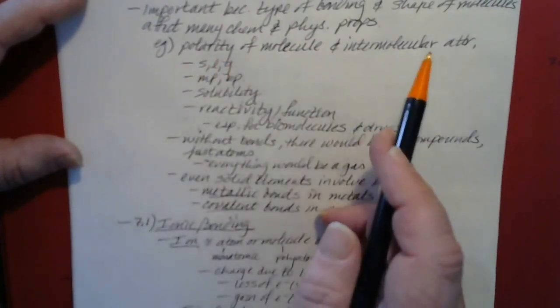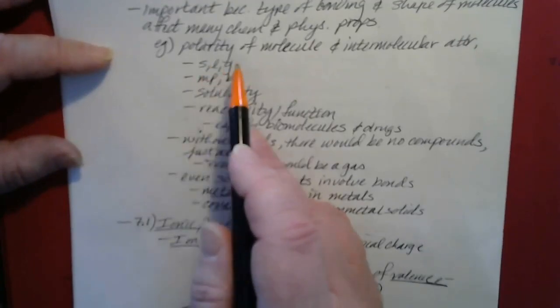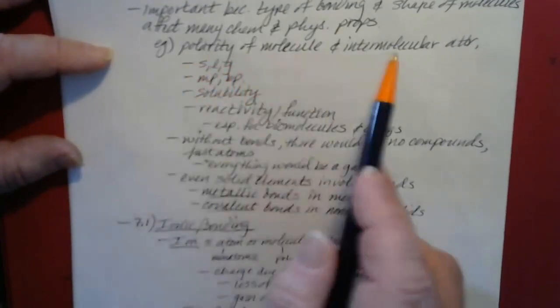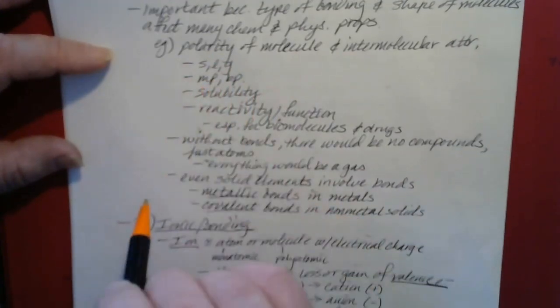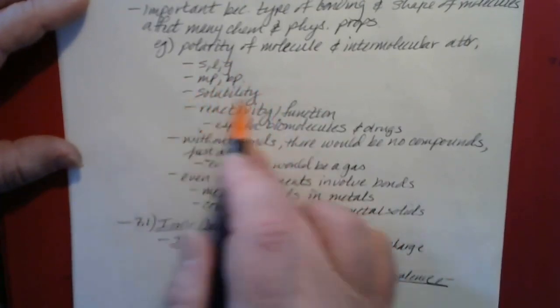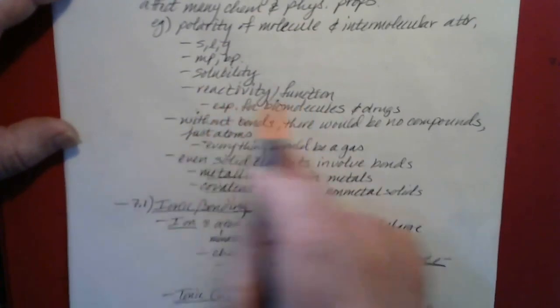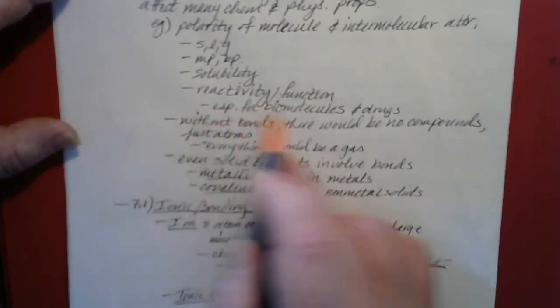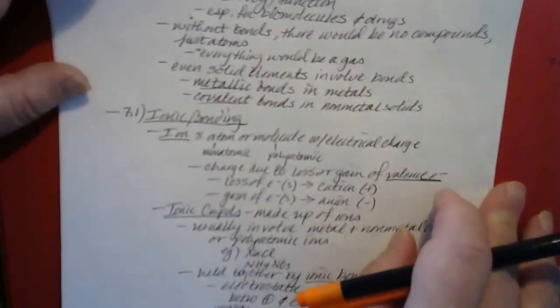So polarity of the molecules and the intermolecular attractions determine whether something is a solid or a liquid or a gas. That kind of thing will also determine melting point and boiling point. Polarity and intermolecular attractions will determine whether it's soluble in water or not. And also reactivity and function, like I said, especially biomolecules like proteins and enzymes.